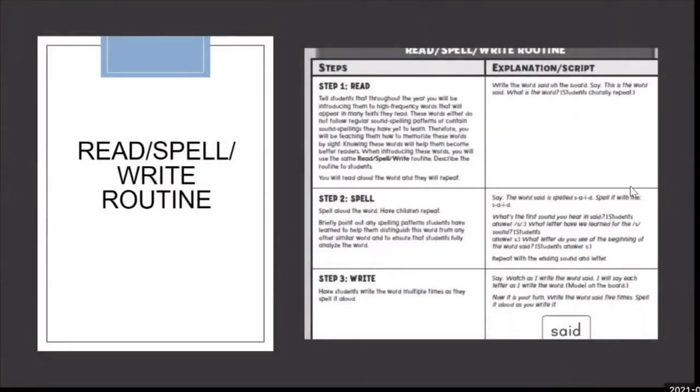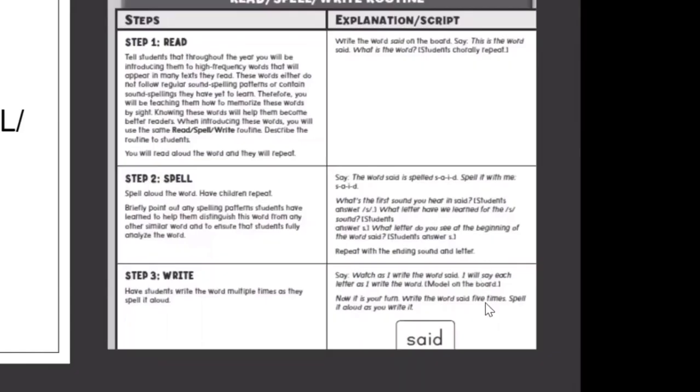The way that we introduce a high frequency word is very explicit. There is a routine, and most people don't know this routine, but it's the read, spell, write routine, which is mapped out right here. If you notice, it doesn't call it out, so you have to connect it with the brain research. It's trying to help kids orthographically map the word. That's basically what it's trying to do in this routine.